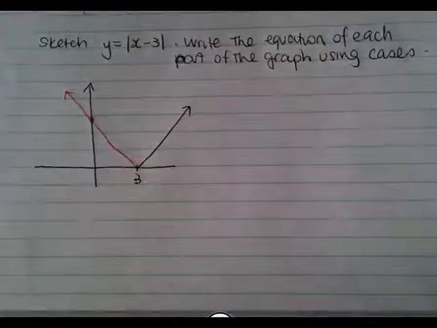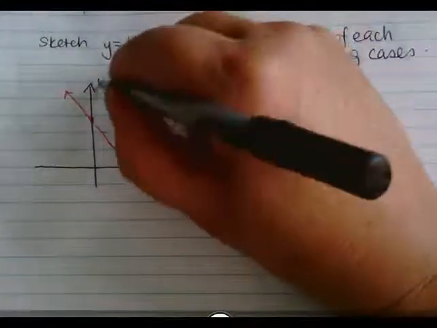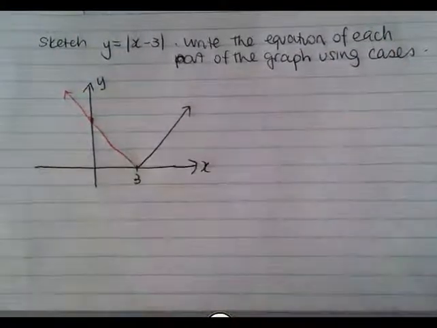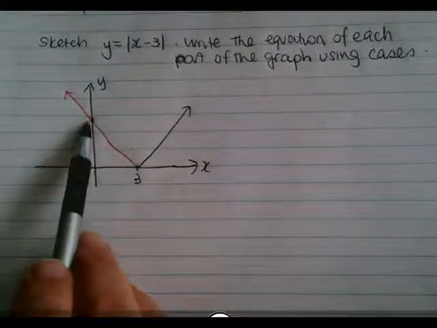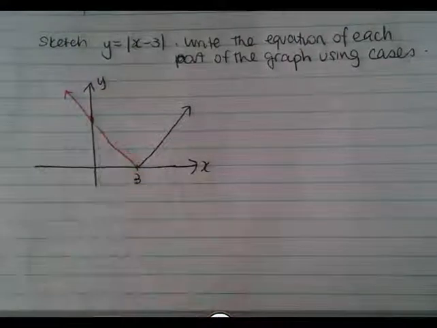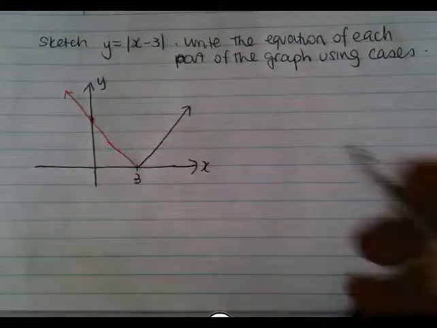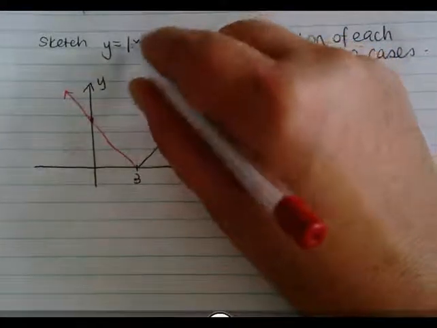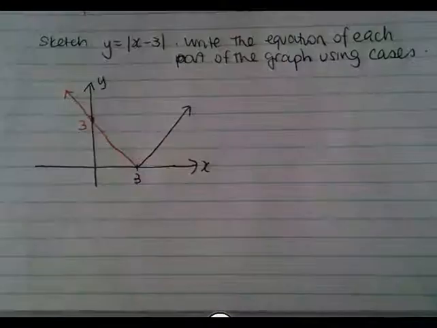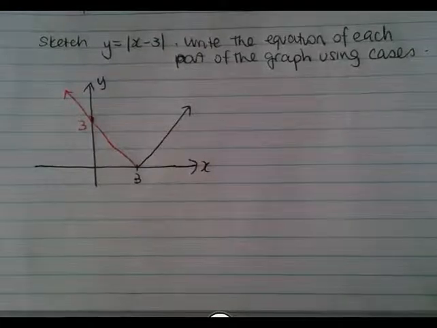It's really good idea, girls, you should always put the x and the y-intercepts on your graph. So when x is 0, what's y here? When x is 0, what is it? Yes? When x is 0, 0 minus 3 is negative 3. Absolute value of negative 3 is 3. Now, I need to know the equation of each line.